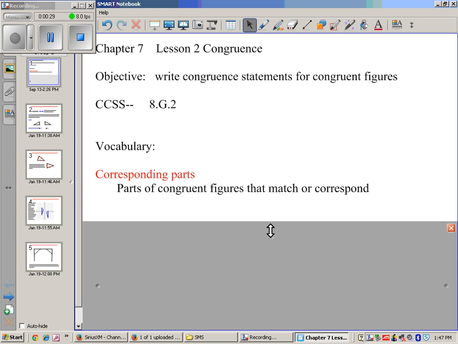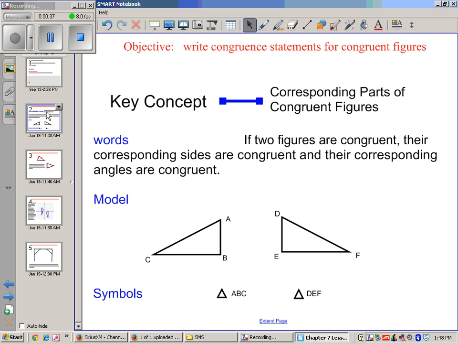Okay, you can always pause it for the definition to write down there and then continue as needed. We're going to move on to our key concept for this lesson. Key concept is corresponding parts of congruent figures. Let's take a look at the words. If two figures are congruent, their corresponding sides are congruent, and their corresponding angles are congruent.